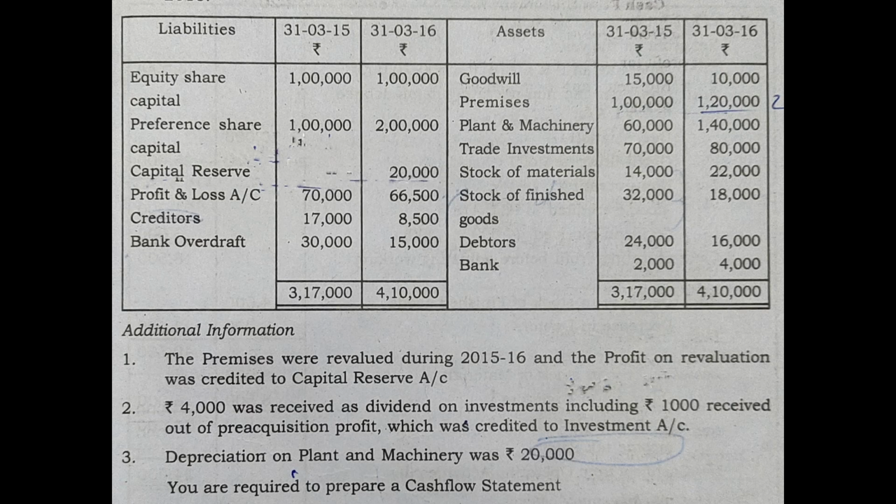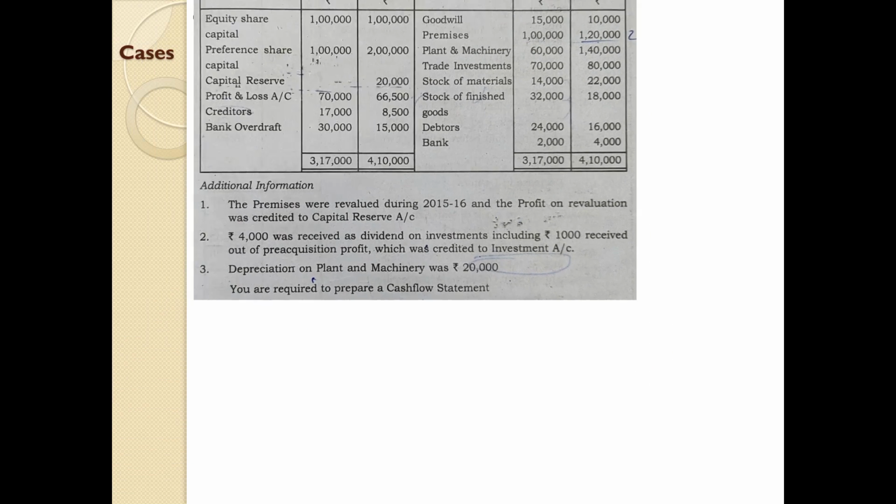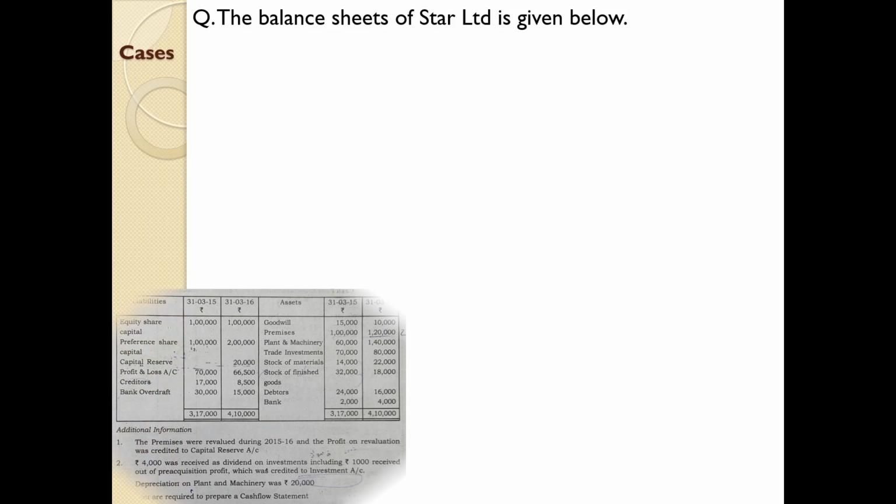So let us go directly to the preparation of cash flow statement. In the additional information, there are 3 points. On the basis of that information, we will be preparing various non-current accounts. So let us first begin with trade investments, because in the adjustment it was said that 4,000 was received as dividend on investment, including 1,000 received out of pre-acquisition profit, which was credited to investment account.